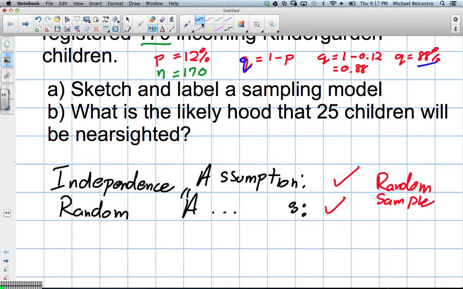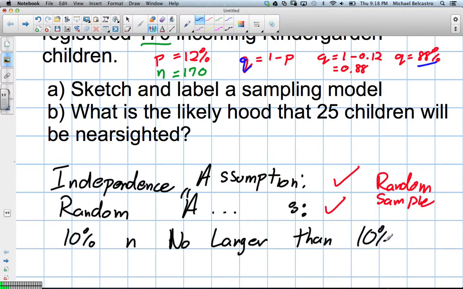There's something called the 10% condition. Okay? And the 10% condition says that when we're sampling, the sample size n can be no larger than 10% of the population.